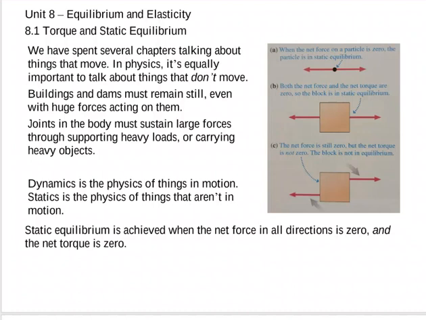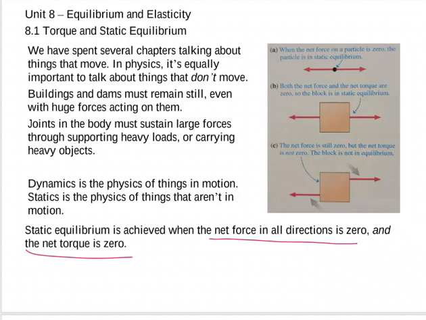Static equilibrium is achieved when the net force in all directions is 0 and the net torque is 0. So that's important. The net force in all directions is 0 and the net torque is 0. So right off the bat, we have a hint on how we're going to be solving problems in this chapter. Net force is 0, net torque is 0, and those two things are going to help us to solve our problems.